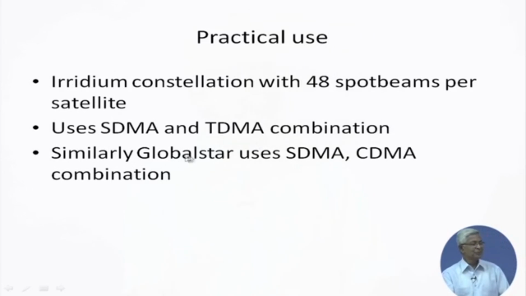And in practical use, people use it that way, like there is the Iridium satellite constellation, where each satellite has 48 spot beams, and there are 66 satellites that cover the whole globe. Of course, it is commercially not available, it is used by some specialized organizations. They use the SDMA and TDMA combination. Whereas there is another cluster of satellites, Globalstar, another company. They use SDMA and CDMA combination. So there are practical uses of this. Like this you can enhance the capacity of the satellite by multiple access.